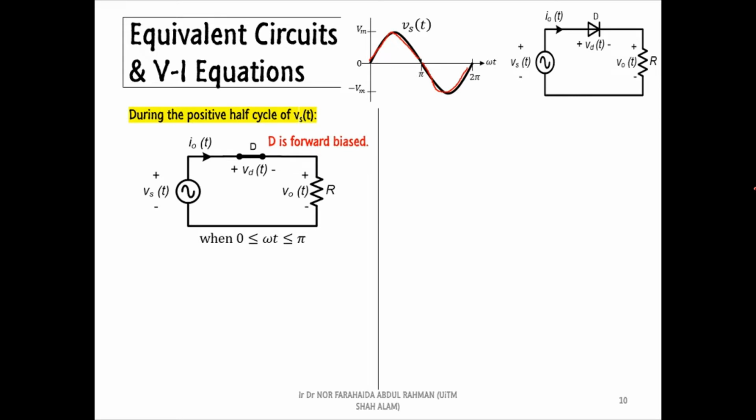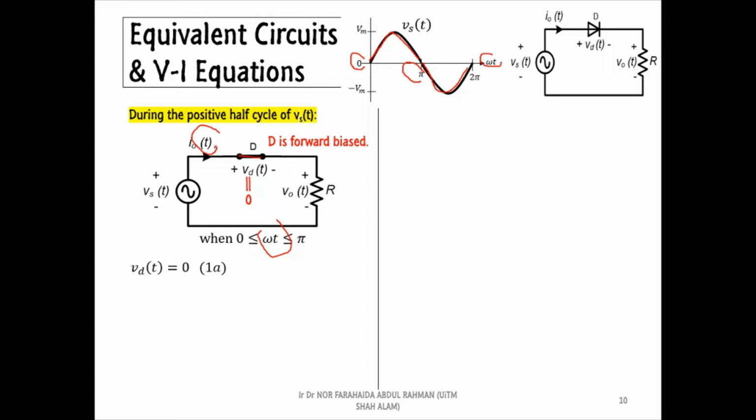The diode is in forward bias when the omega t value, which is the angle of the AC source, is in between 0 to pi. Based on the ideal turn-on characteristics, the diode will act as a short circuit to conduct current with zero voltage drop. Hence, we can write the first equation of the circuit, which is the voltage across the diode equals to 0.